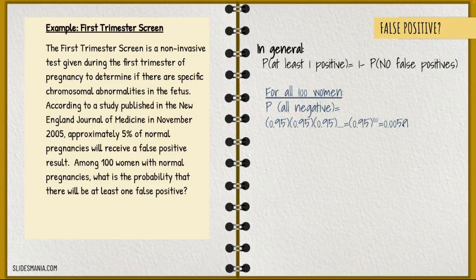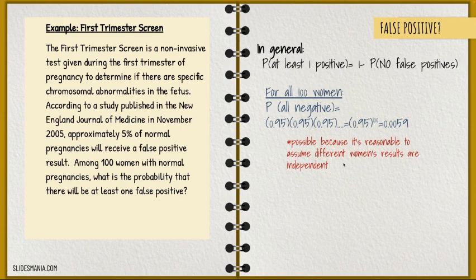Okay, so it's possible because it's reasonable to assume different women's results are independent. My results compared to my next door neighbor's results are going to be independent of each other. So we're able to multiply the probabilities. So we are going to take this and plug it into this formula: 1 minus the no false positives, and we get 0.9941.